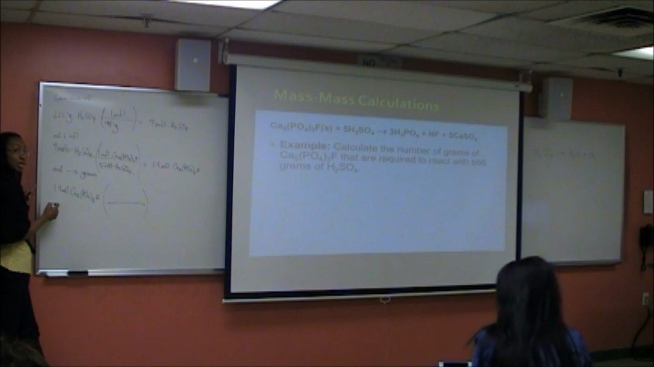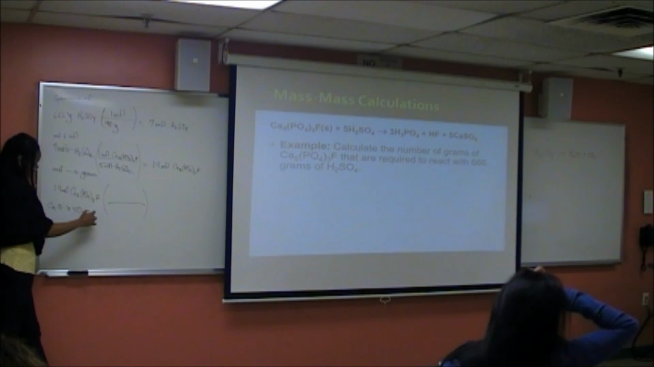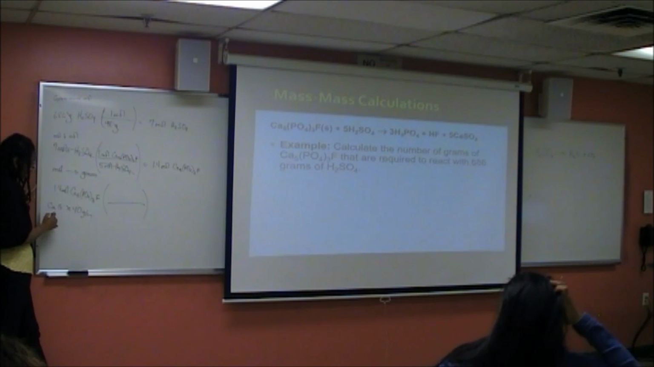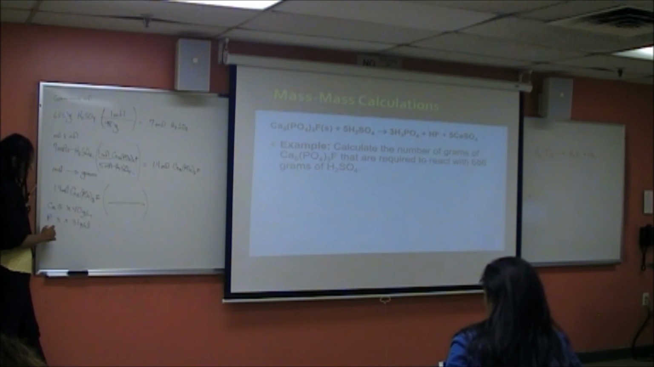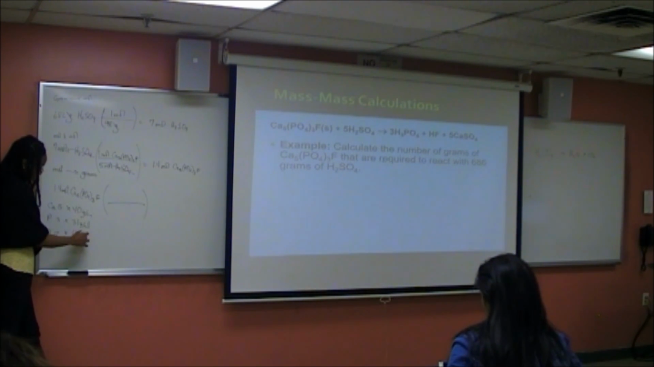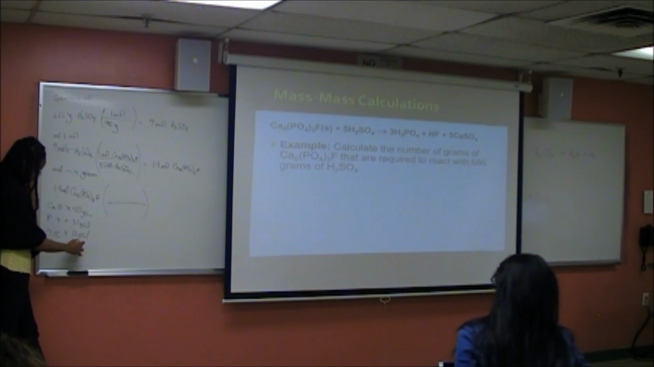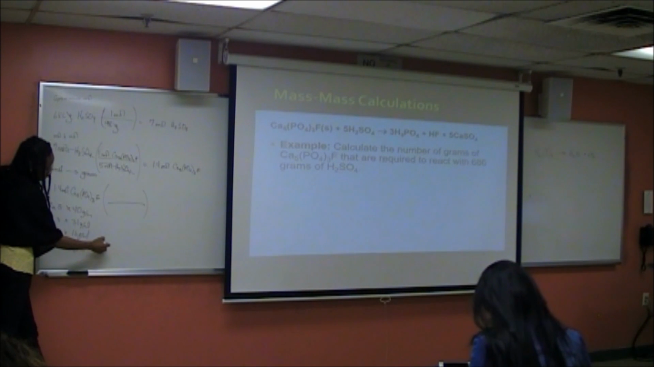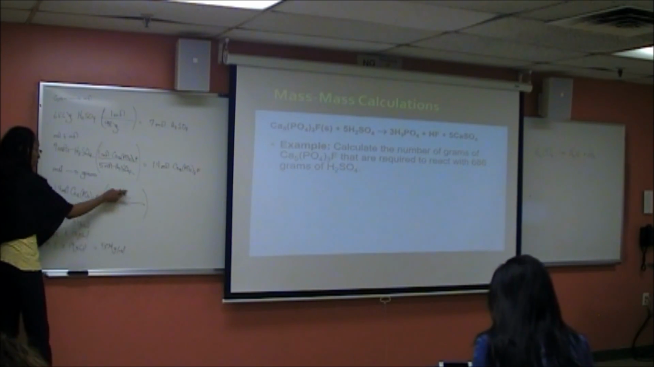Calcium is 40. So calcium, how many calciums do we have? 5 times 40, plus 3 times 31 for the phosphorus, plus oxygen, which is 12 times 16, and fluorine is 19, plus 1 times 19. Altogether 504 grams per mole.